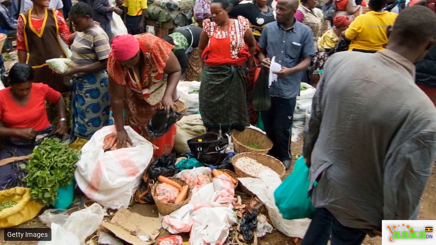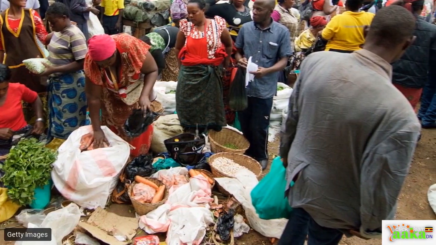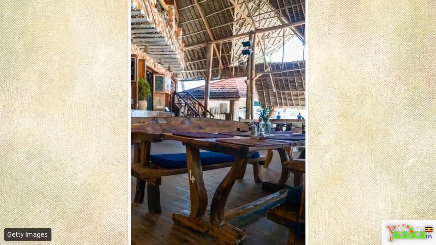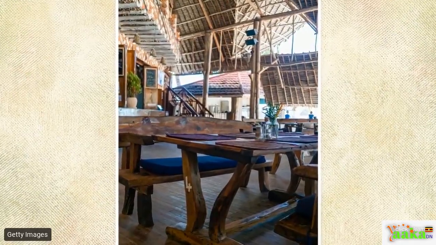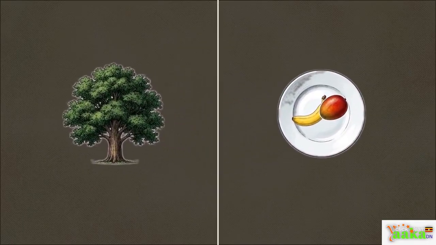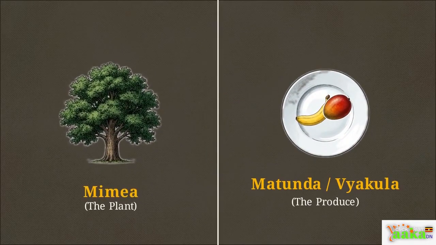Uganda is known for its incredible agriculture, growing everything from matoke to coffee. But if you cross the border and visit a restaurant in Mombasa or Dar es Salaam, you need to know exactly how to ask for your meal in Kiswahili. To order accurately, we first have to separate the food you eat from the plant that grows it.